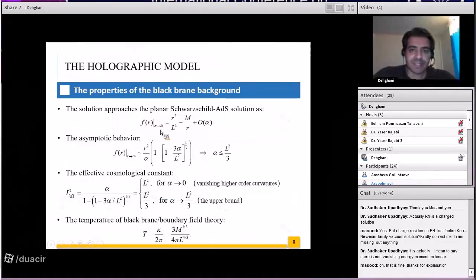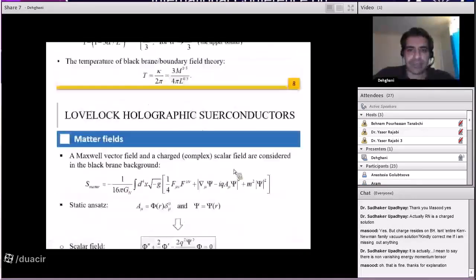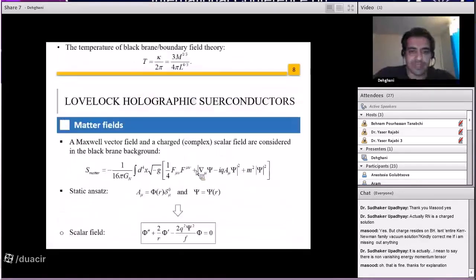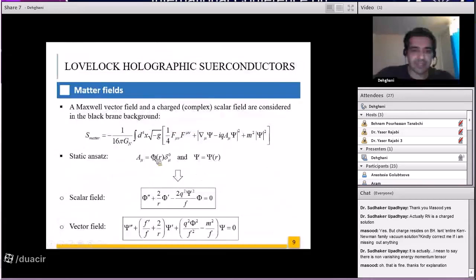Some properties of the black brane background are listed here. This solution approaches the Schwarzschild-AdS solution for small values of the coupling here. The asymptotic behavior of the solution here constrains the Lovelock coupling here. And using this, one can define an effective cosmological constant. Yes, the temperature of the black brane or the boundary field theory is simply obtained.